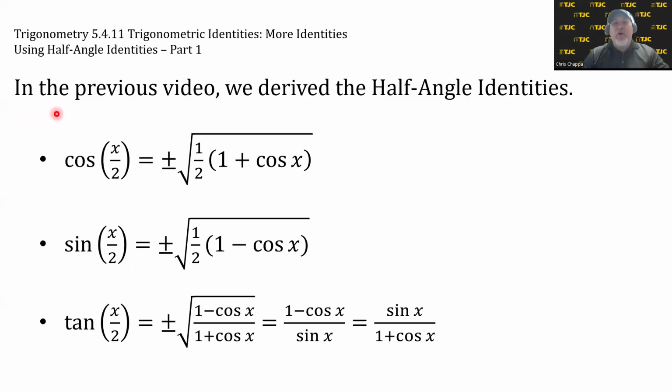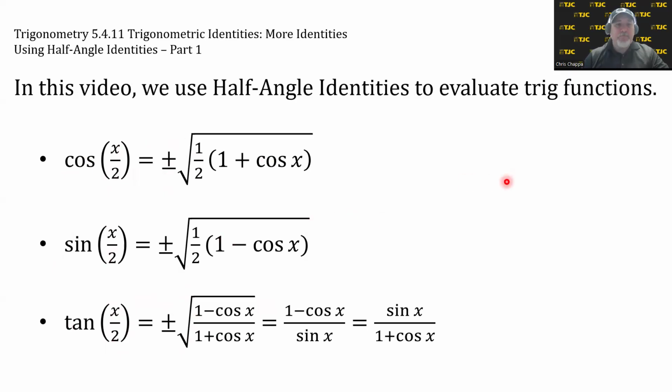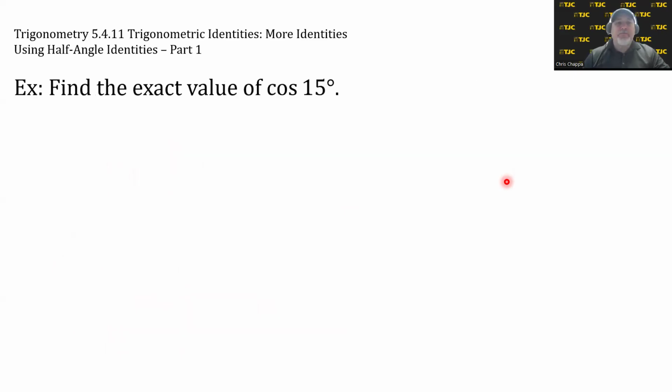In the previous video, we derived the half-angle identities. You see all 5 of them here. One for cosine of x over 2, one for sine of x over 2, and 3 for tangent of x over 2. Any identity that involves a plus minus sign is selected based on the trig function and the quadrant of x over 2. In this video, we use half-angle identities to evaluate trig functions, so let's get right to it.